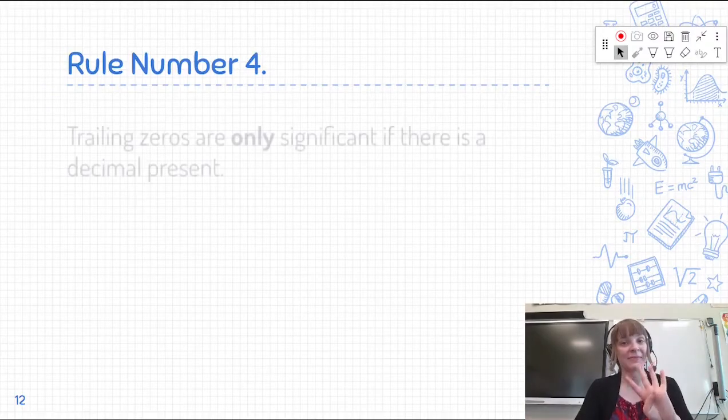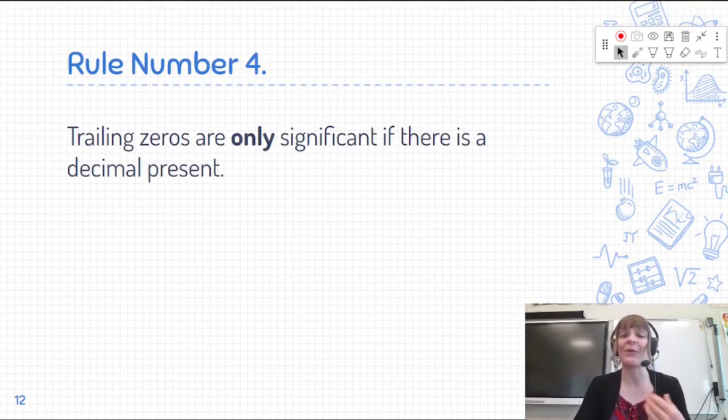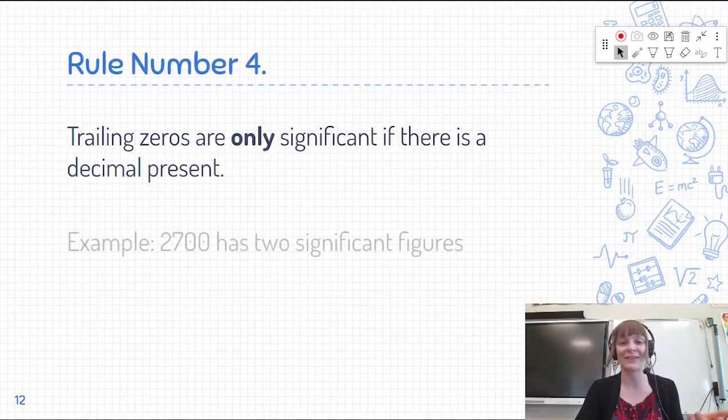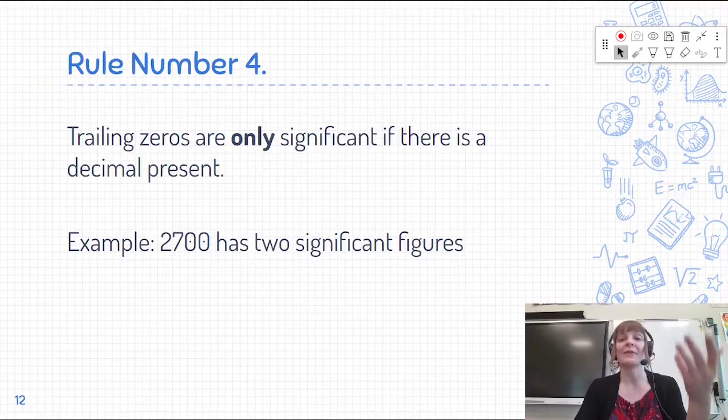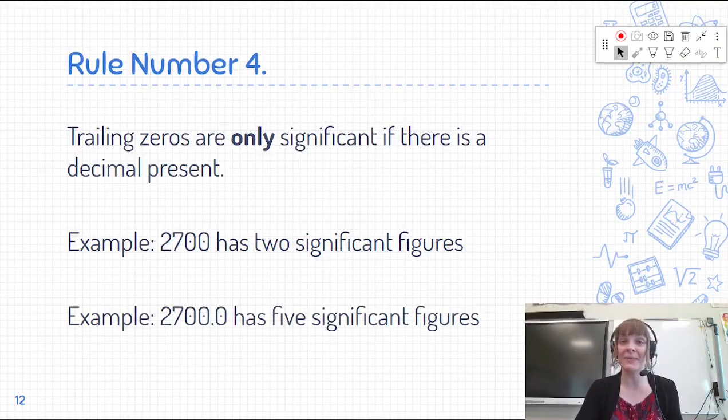Rule number 4. Trailing zeros are only significant if there is a decimal present. So what is a trailing zero? Let's take a look. So, example, 2,700 has only 2 significant figures, the 2 and the 7. The trailing zeros are the ones that are coming after the numbers, and they're not considered to be significant because there's no decimal. If we take that same number and add a decimal and add another 0 after, then suddenly we have 5 significant figures, the 2, the 7, and the 3 other zeros.